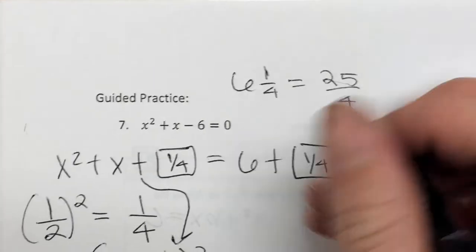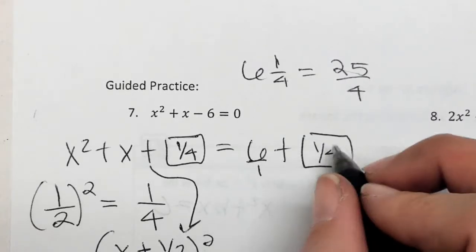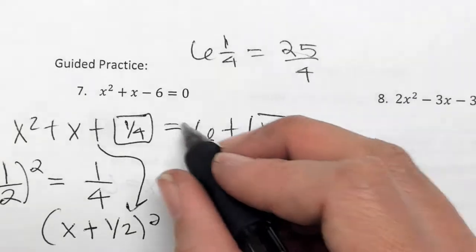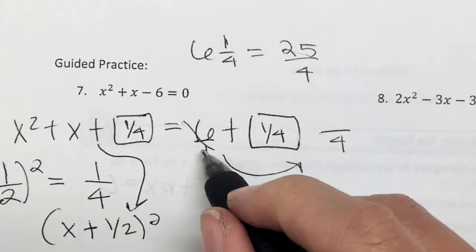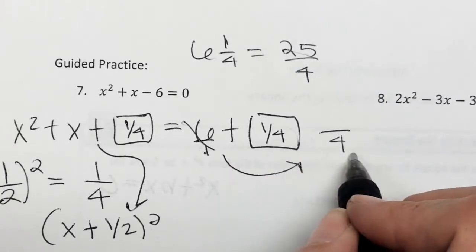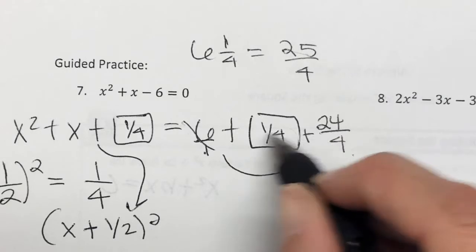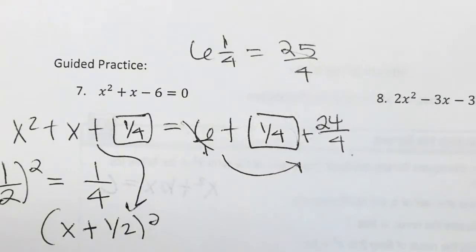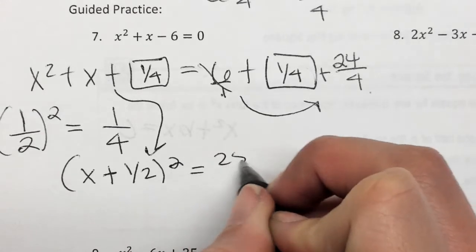Or you could change this, make it 6 over 1, and find a common denominator. What's the common denominator between these? 4. This one already has 4, right? If I change this denominator to 4, that means I had to multiply this 1 by what? So 6 times 4? 1 plus 24? 25 over 4. You can do it either way. Everybody see that? Alright, put equals 25 over 4.